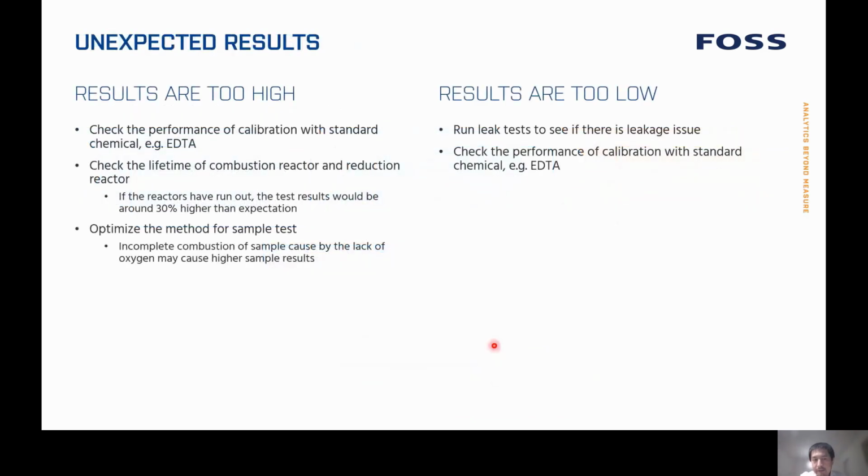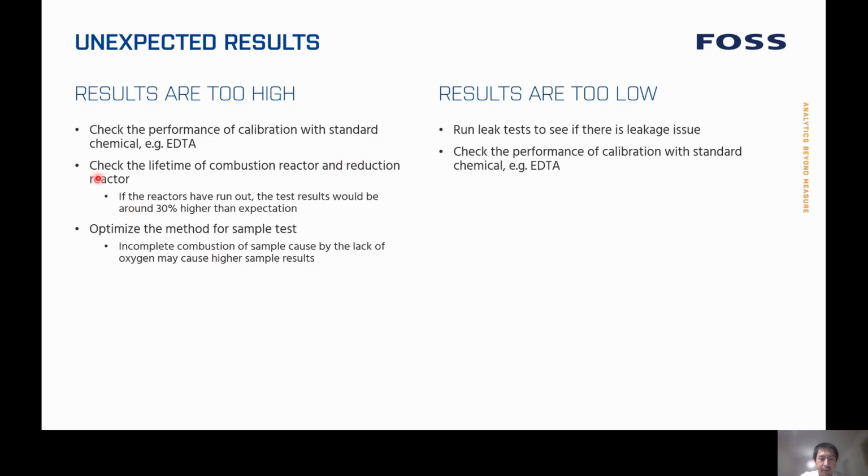And also you may see some problems when you do the test. You will get unexpected results. Sometimes you will get high results, sometimes you will get low results. If you get high results in the system, first you check the performance of calibration with standard chemicals, EDTA, and if the verification is not good for the calibration, then you need to adjust the calibration.